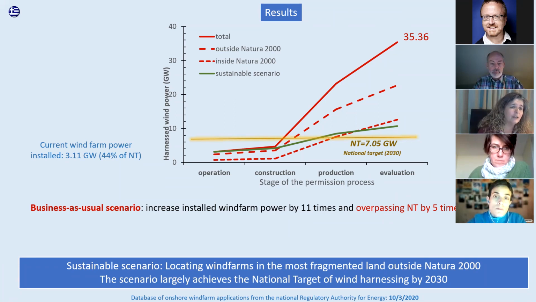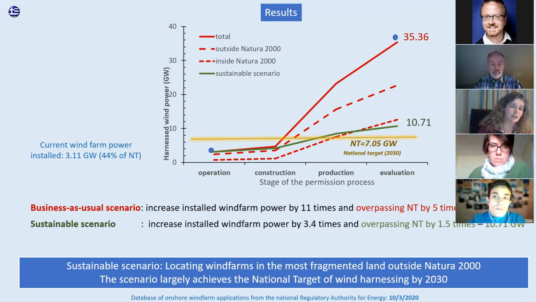The first thing we can observe is that if we take the business as usual scenario, if we just follow the governmental policy, we expect an increase of installed wind farm power by 11 times, overpassing the national target by 5 times. This is really a lot. On the other side, in the sustainable scenario, we do have a lot of increase in installed wind farm power, and we still manage to achieve and overpass the national target by 1.5 times.